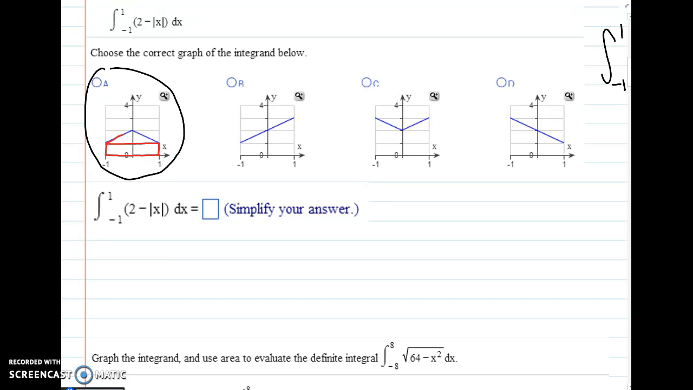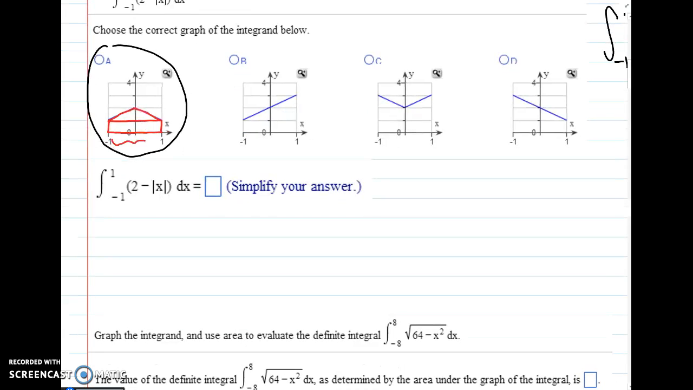We have a rectangle and we have a triangle. Can we find the area of those two pieces? Kind of looks like a house. I believe we can. That rectangle has a base of 2 and a height of 1, so its area is 2. And then this triangle is 1/2 times a base of 2 and a height of 1, so we get 2 plus 1, which is 3.